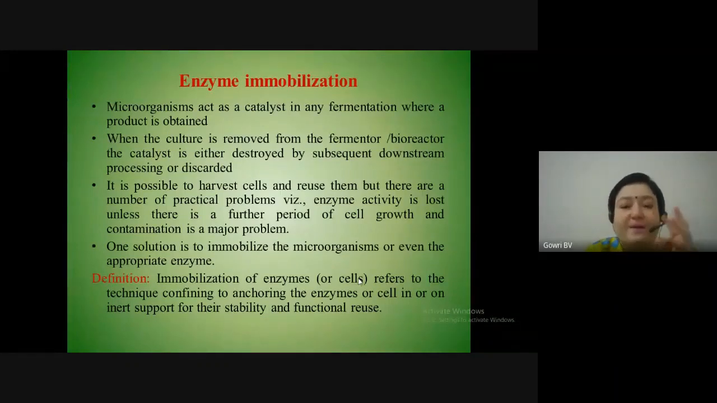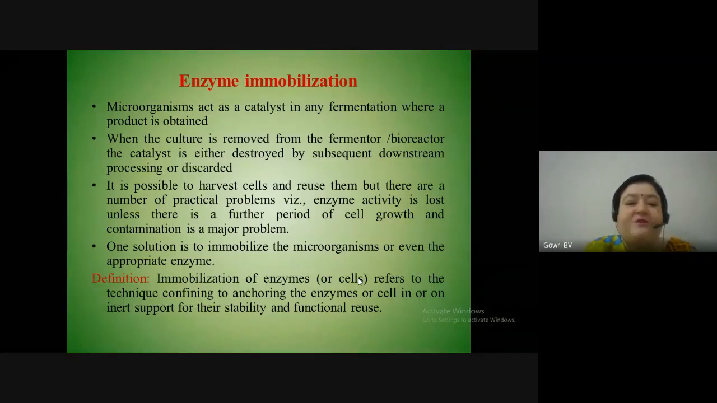So in case you are immobilizing an enzyme or a cell on an inert support, you call the phenomenon immobilization. I repeat, immobilization of enzymes refers to the technique of confining or anchoring the enzymes or cells in or on an inert support for their stability and functional reuse. Shall we go on to the next slide?